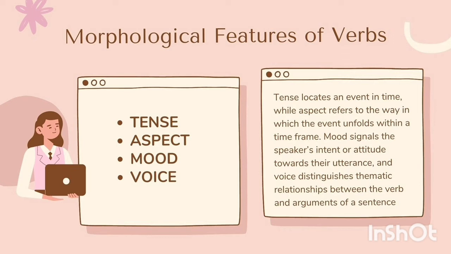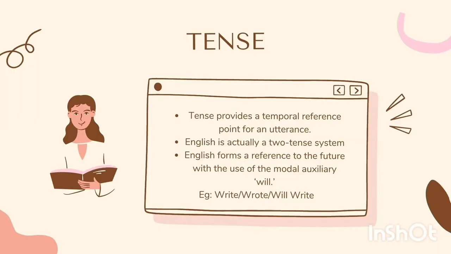Languages differ in how and the extent to which they realize these categories morphologically, giving rise to a great deal of cross-linguistic variation. Now, let us see how the verbs in the English language particularly express these morphological properties with examples. Tense. Tense provides a temporal reference point for an utterance. Tense is sometimes traditionally viewed as a tripartite division between present, past, and future.